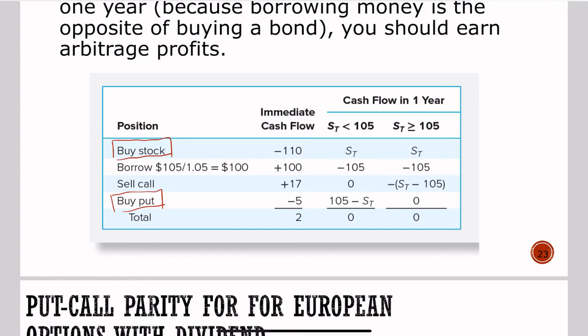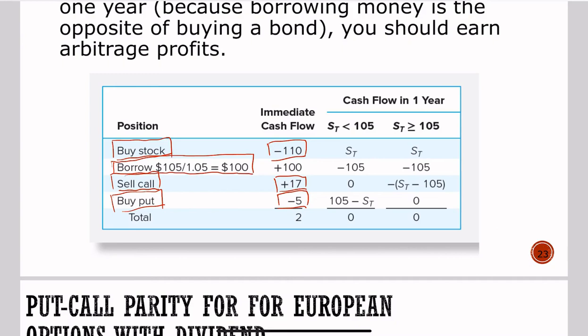So you can see that to buy the stock, you will spend $110. To buy the put, you will spend $5. And then you will sell a call. So you will earn $17. And then you will borrow money. How much should you borrow? You should borrow the present value of this $105. And the present value of $105 is just $100. So you will borrow $100.